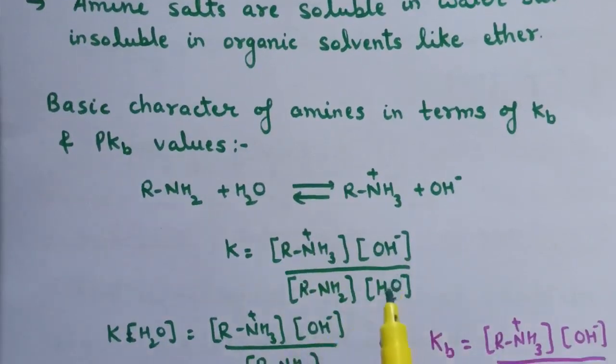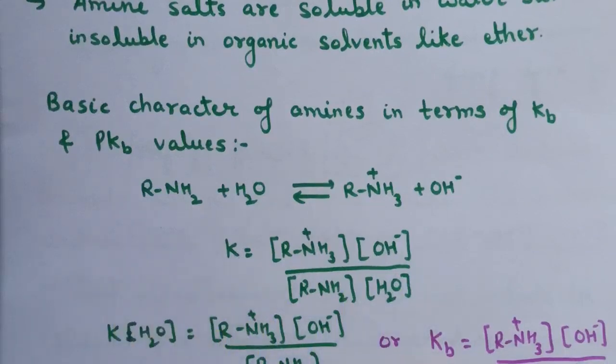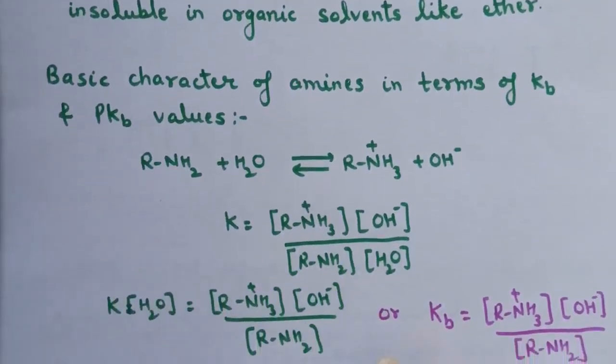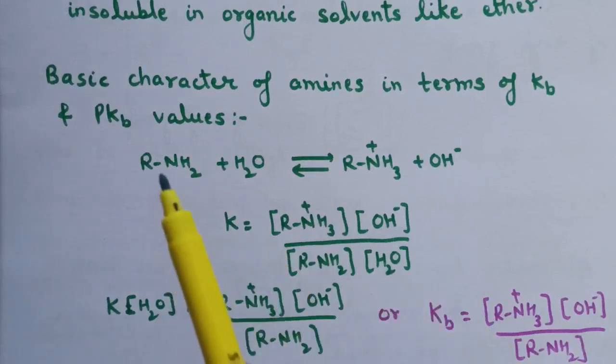Now if we multiply this H2O to this K, this will become Kb, and the expression for Kb is RNH3 positive, OH negative upon RNH2. This is the expression for Kb. Kb is dissociation constant for base, and due to the presence of lone pair on amines, they are basic in nature.